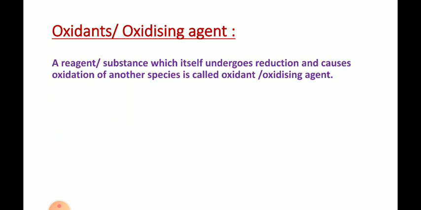Oxidants, or oxidizing agents. What do they mean? Students, a reagent or substance which itself undergoes reduction and causes oxidation of another species is called an oxidant, or we can also call it an oxidizing agent.